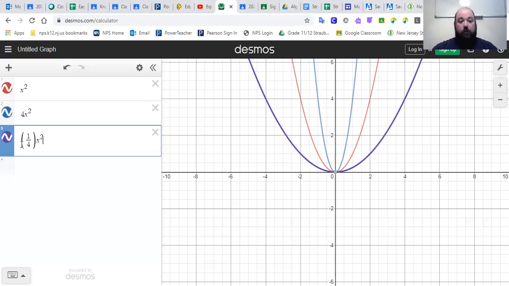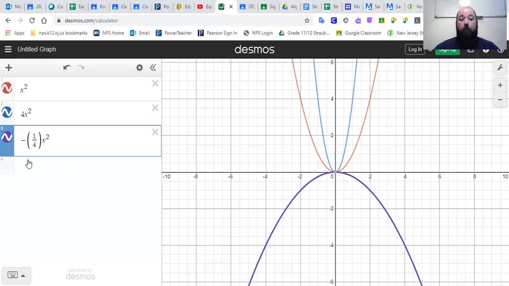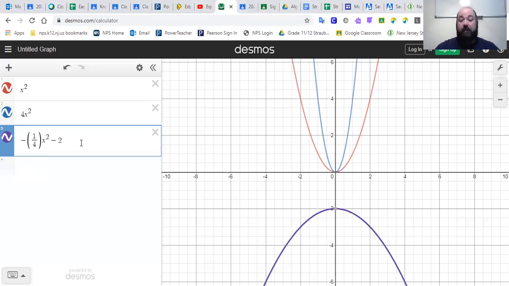Now, I could also make this negative. Now it's a reflection with a dilation. And I can even say I want to subtract 2. So now it's a reflection right here because it's negative, a dilation with the 1/4, and now we can see that it's been slid down with a translation of 2 units.